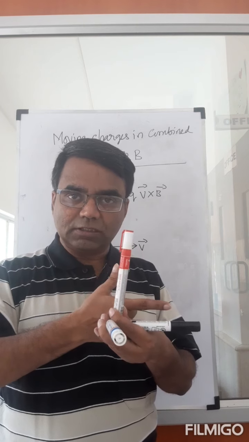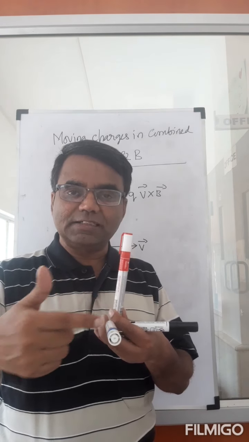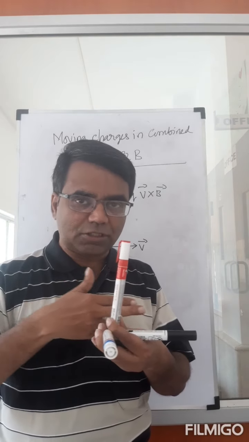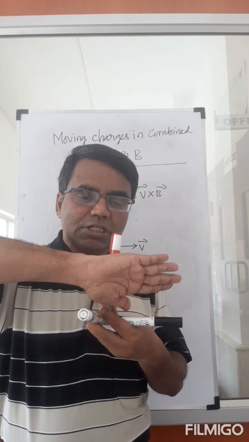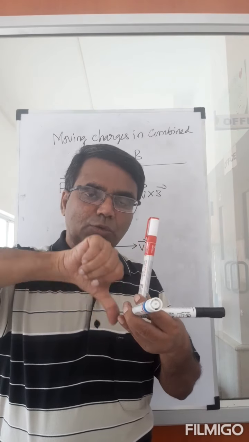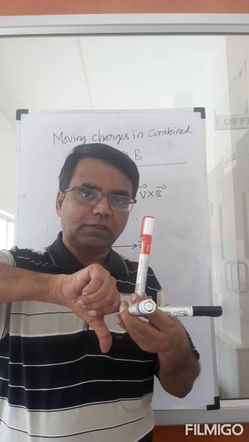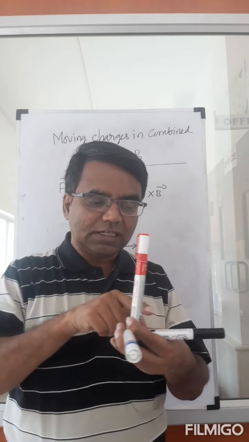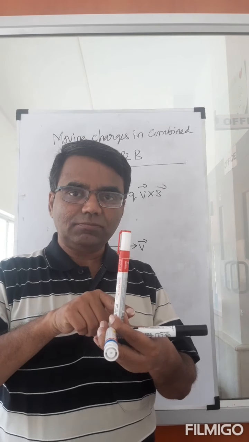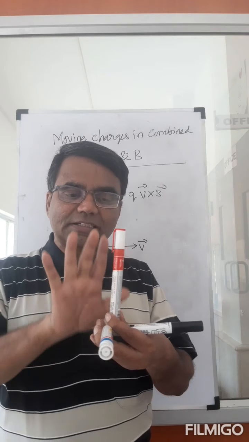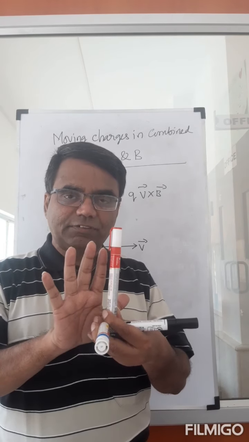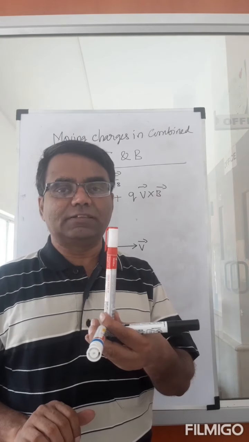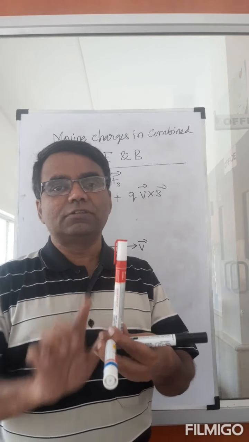Clearly, this is a moving charge. So the moving charge, because of this magnetic field, will experience a force. And which direction will the force be? I've taken this to be a positive charge. So Q V cross B will give me the downward direction. But this charge is also an electric charge, and I am keeping it in an electric field. So this will experience a force in the direction of the electric field. So there is also an upward force.